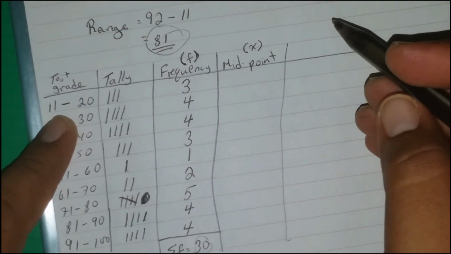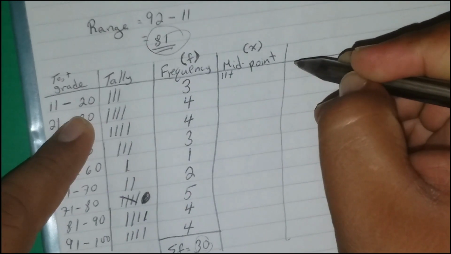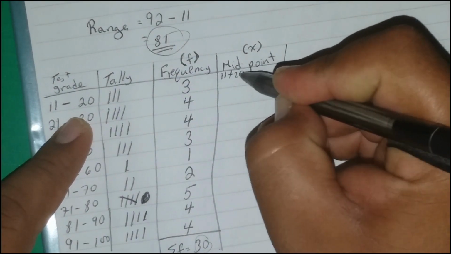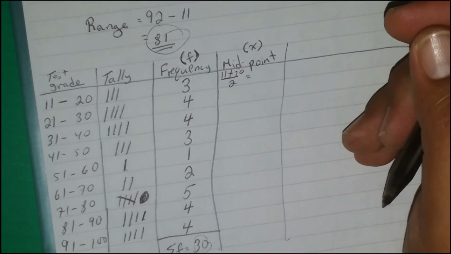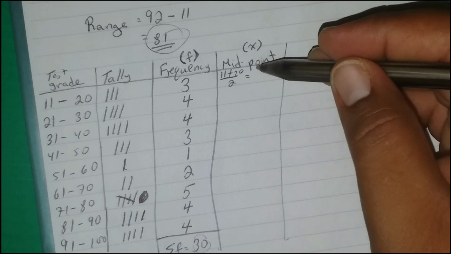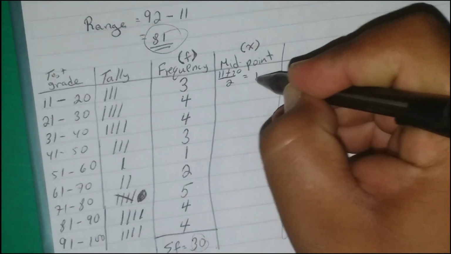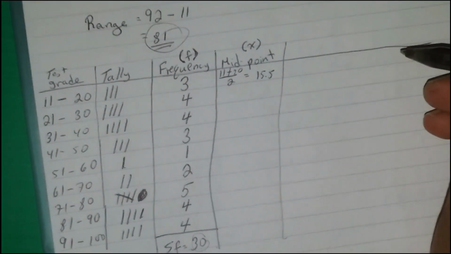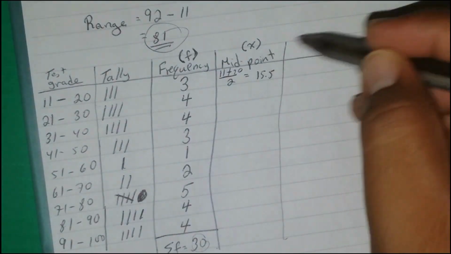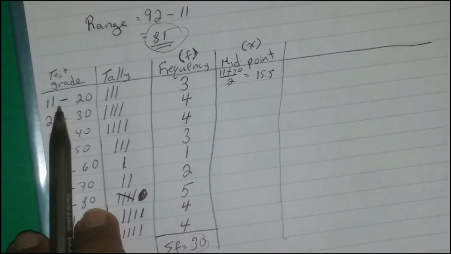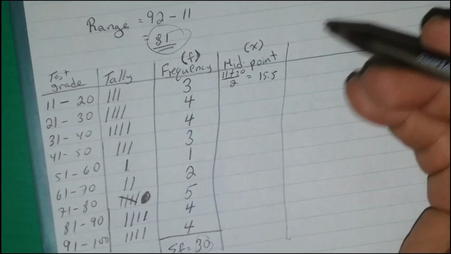You just take the lower boundary, which is 11, add the upper boundary, which is 20, and you divide by 2, right? So 11 plus 20, that's going to be 31. 31 divided by 2, that's going to be 15.5, right? So that means that the value for x here, or the number that we're going to be using to represent this boundary 11 to 20, is going to be 15.5. The other one, let's find the other midpoint.